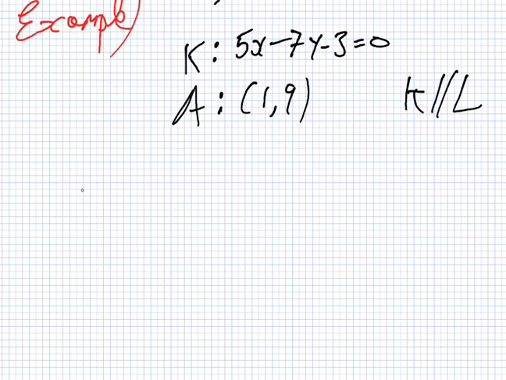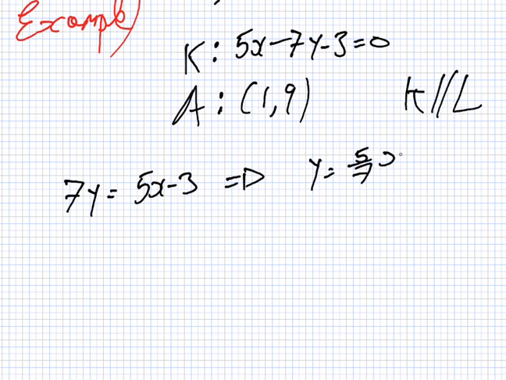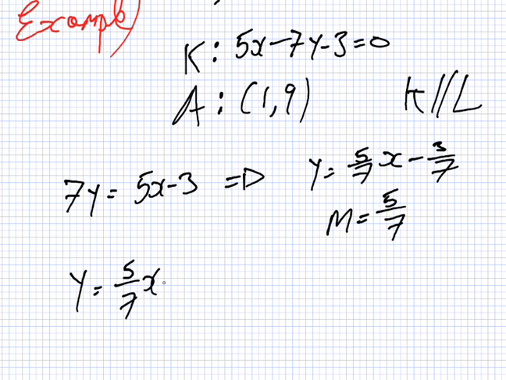So if I rearrange this, I will get 7y equals 5x minus 3. So that means y equals 5 over 7x minus 3 over 7. So what's the slope? 5 over 7. Yep. So now I have y equals 5 over 7x plus c. To find c, I use a point, like always.